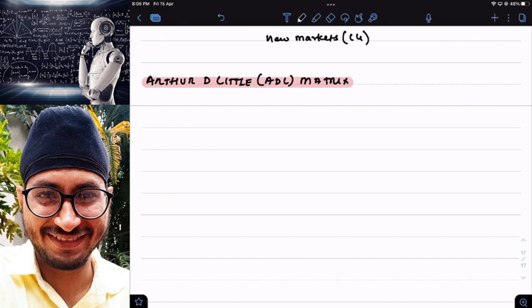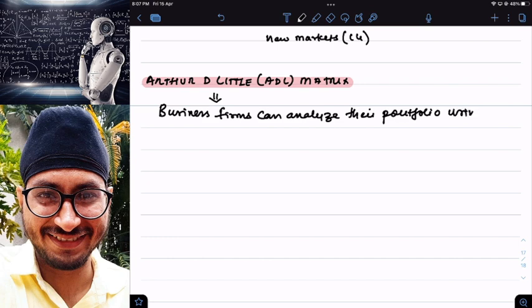So who gave this, sir? A strategist called Arthur D. Little gave a matrix called the Arthur D. Little matrix. Clear? According to ADL, that is Arthur D. Little, business firms can analyze their portfolio using two factors.